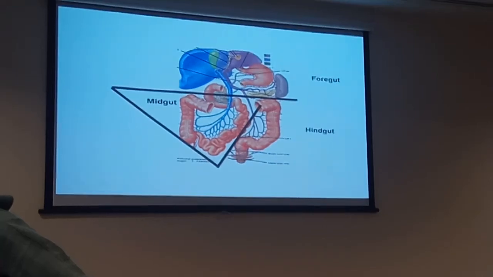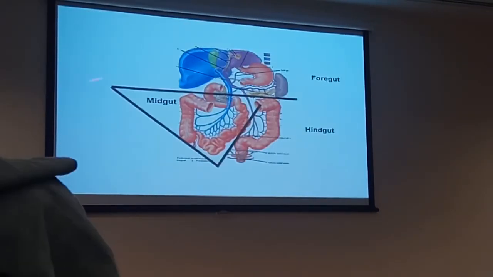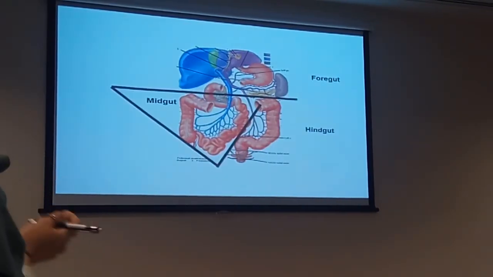When it comes to embryonic development, we have foregut, midgut, hindgut. Foregut is what? No, what part? Lower third of the esophagus, stomach, and the liver, and upper half of the duodenum, right?